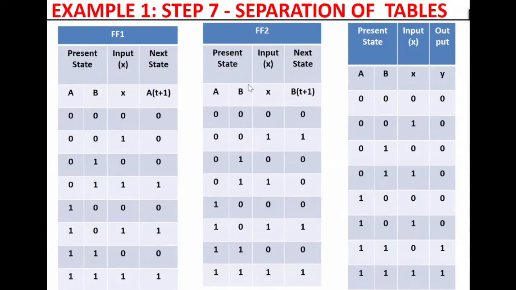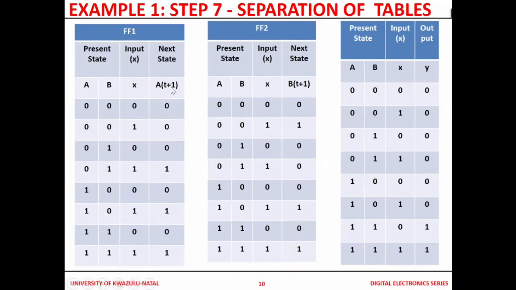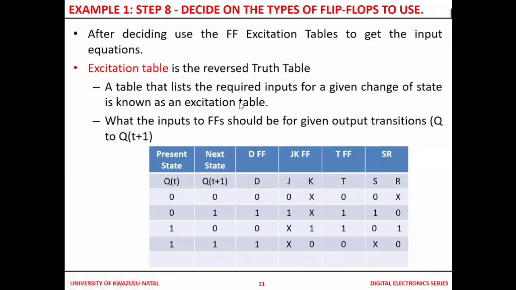Remember, before I go there, in analysis, you had A, B, X, combinations of present state, and your equations gave you the flip-flop input equations. You used a table to get the next state. Design is the opposite. You've got the present state. From your state diagram, you've got the next state. So you need to decide which flip-flop you will use and use a table to give you the inputs of that flip-flop that will give you that movement from A to A(t+1). It's the opposite. The table that you use is the excitation table.